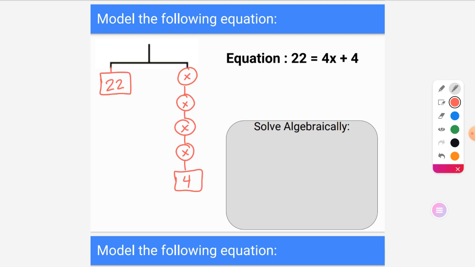Let's do these ones side by side. We'll solve the hanger diagram while we're solving it algebraically because you're following the same steps. So let's copy down our problem. 22 equals 4x plus 4. If I was solving this with the hanger diagram, what would I need to do first? Tatum? If I was solving it just by using the hanger diagram, what would I need to do first?